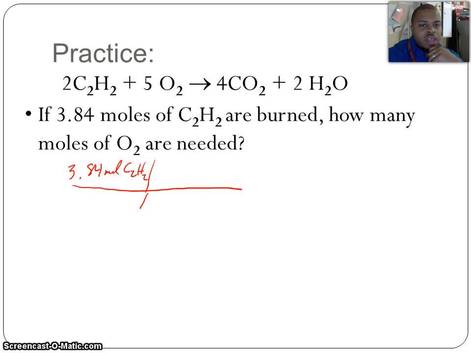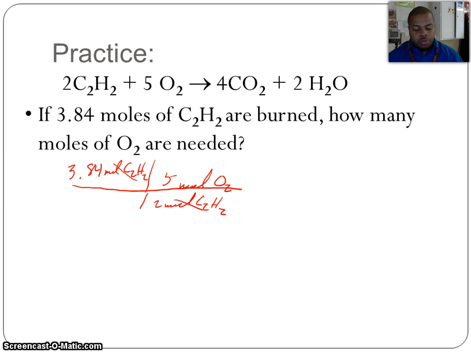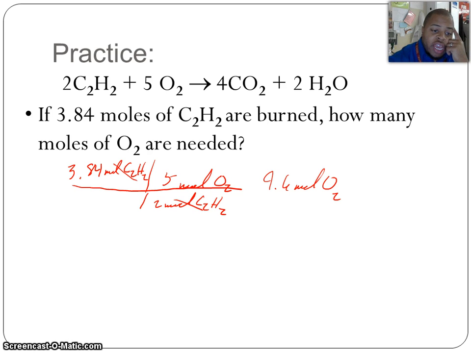And we have another mole ratio. So we have 2 moles C2H2 and 5 moles of O2. My units here cancel. 3.84. I'm going to go ahead and plug this into my calculator. 3.84 times 5 divided by 2 gives me 9.6 moles of O2. So, straightforward, we're going to do the same type of thing as we continue on.